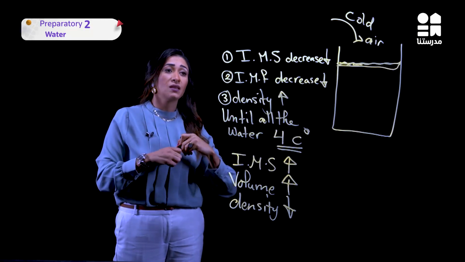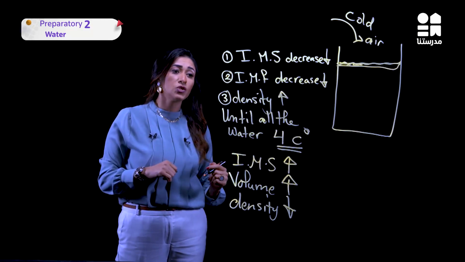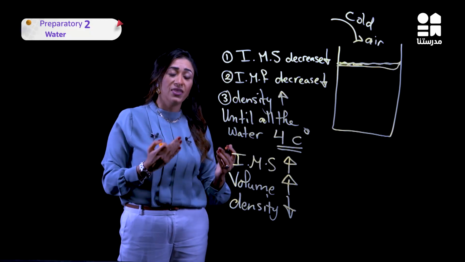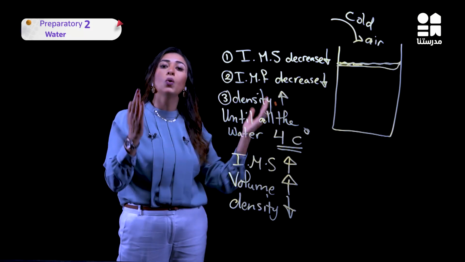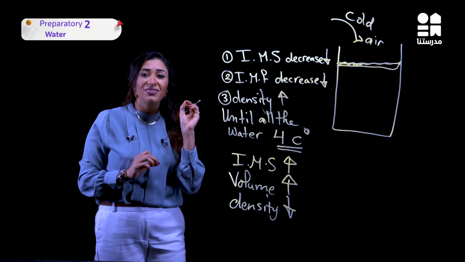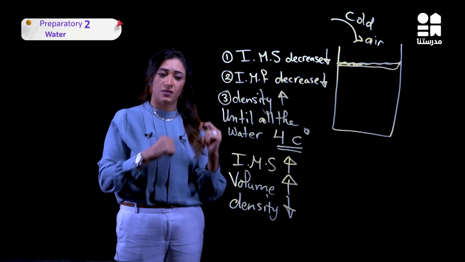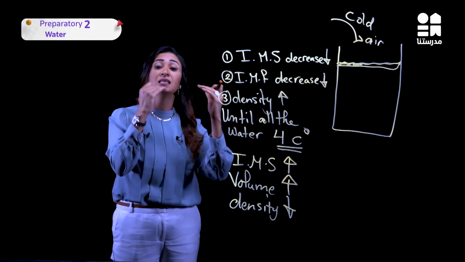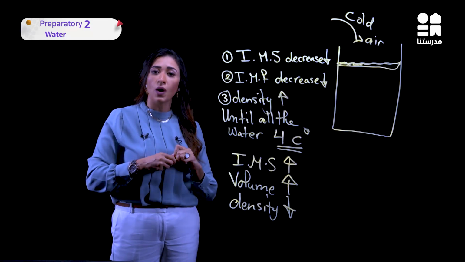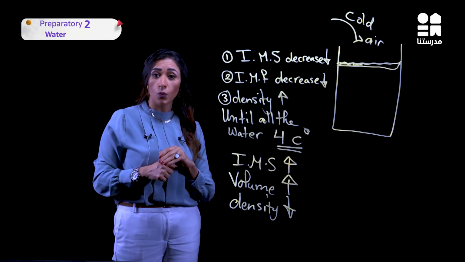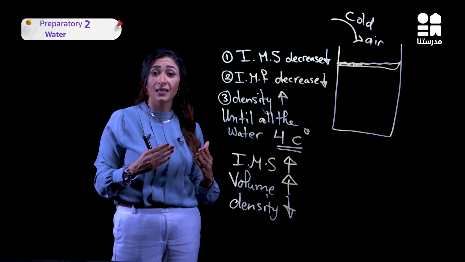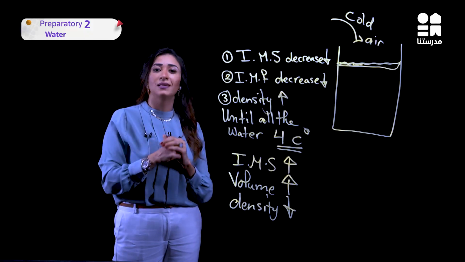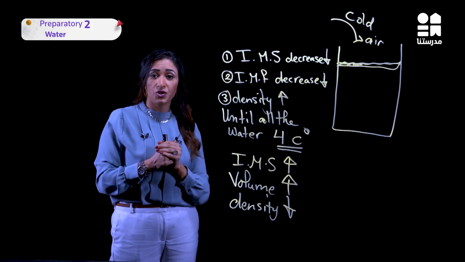يبقى هعيد تاني. The IMS starts to decrease, so the volume starts to decrease, okay? And then the density increases until all the water reaches 4 Celsius. At this degree, the water reverses. So the IMS increases and the volume increases and the density starts to decrease. That's why ice starts to float on the water, which is a liquid state, and the ice also is kept on the surface of the water, keeping the aquatic plants and the aquatic creatures alive.